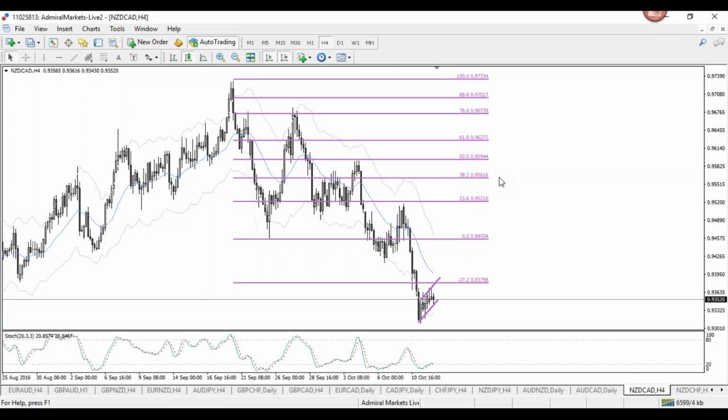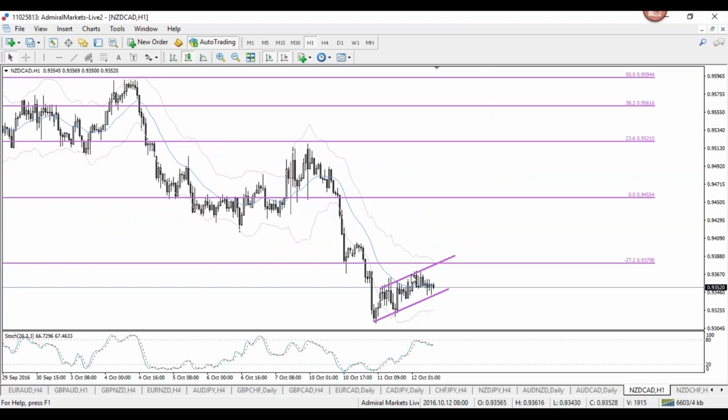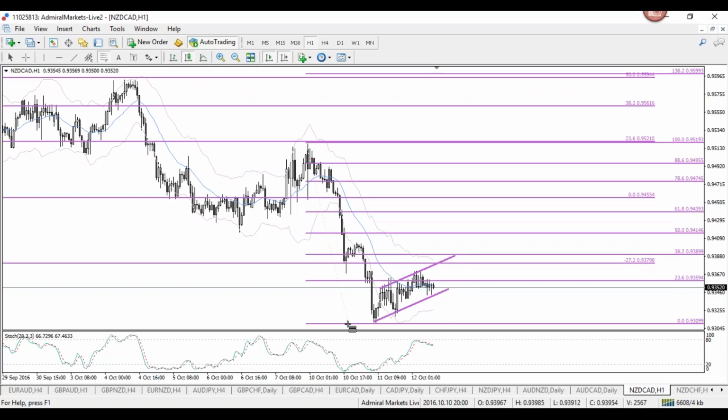Could it retrace and continue? Yeah, I think it definitely could. I think this looks like a retrace at the moment, as long as it stays in this flag. As long as price stays below the 38.2 fib, it's a flag, 93.90.